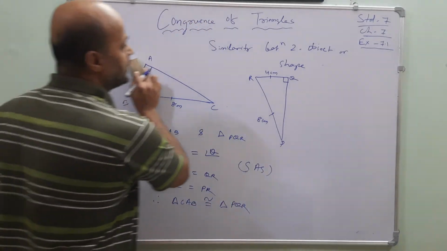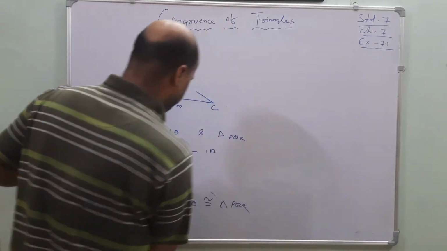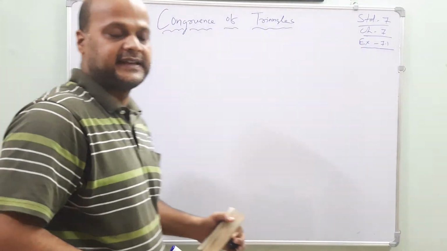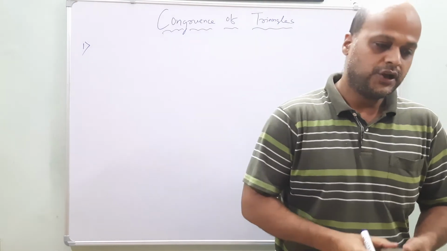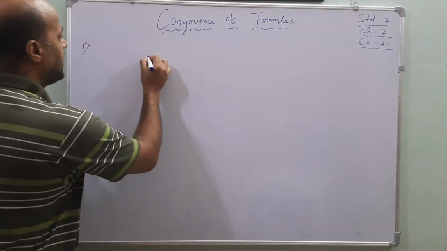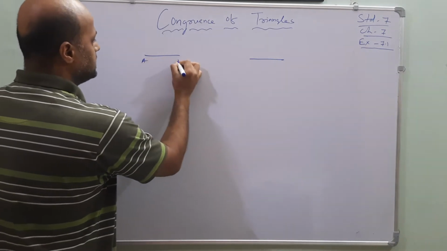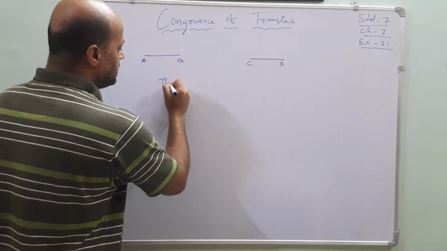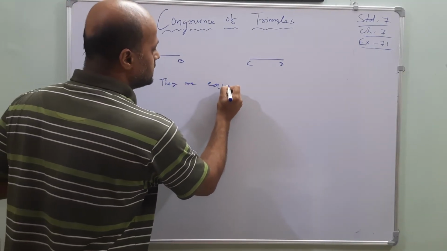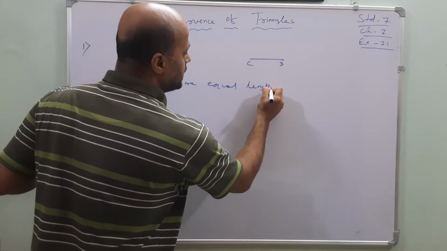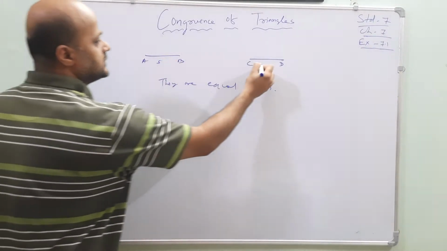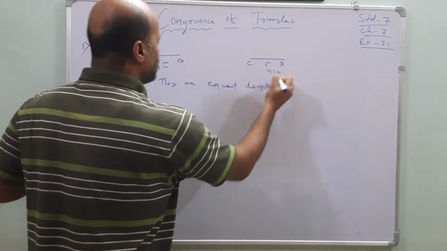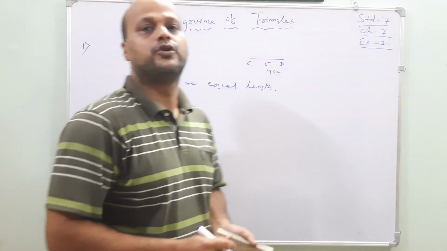Let's go to exercise 7.1. The question says, fill in the blanks. Two line segments are congruent. When will they be congruent? If they are of equal length. Means if this is 5, this is 5. If this is 4, this is also 4 centimeters. So the fill in the blanks will be like that. Understood? Let's go for the second one.